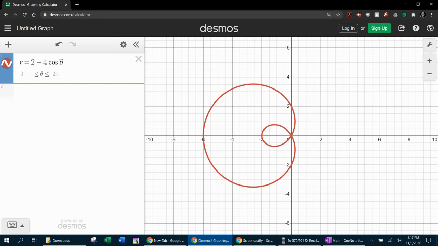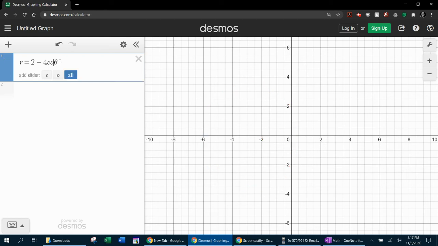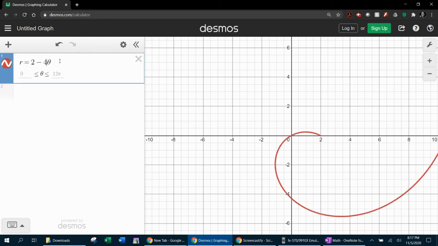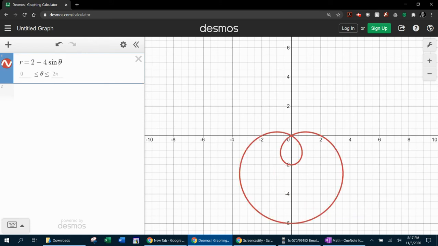Like if you were thinking, well, how different would this graph look if it was sine instead of cosine? You can easily come in and delete your cosine and type in sine, and you can say, oh, well, that's how it would change the orientation. It wouldn't change the size or the shape, but it changes the location of your limacon with an inner loop.